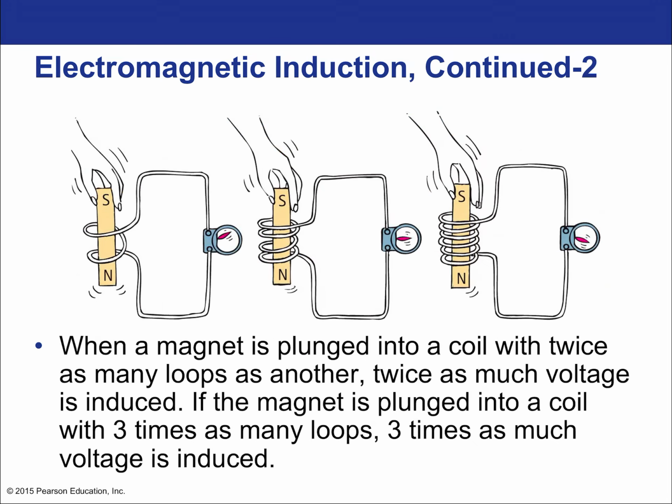So when a magnet is plunged into a coil with twice as many loops as another, twice as much voltage is induced. If the magnet is plunged into a coil with 3 times as many loops, 3 times as much voltage is induced. So the number of loops is directly proportional to the strength of the voltage. Or the voltage, which is, I guess, the dependent variable, is directly proportional to the number of loops. So N loops. All right?